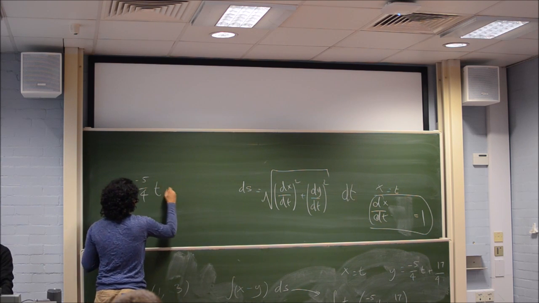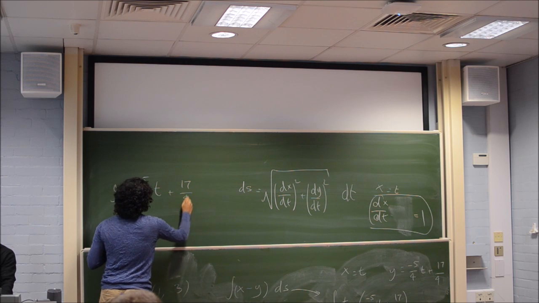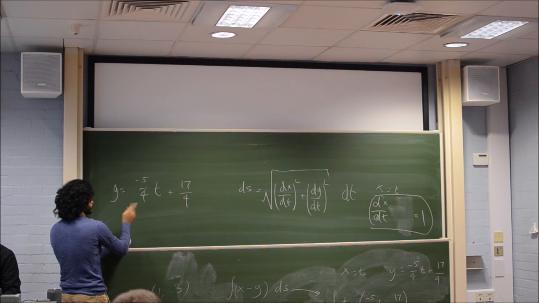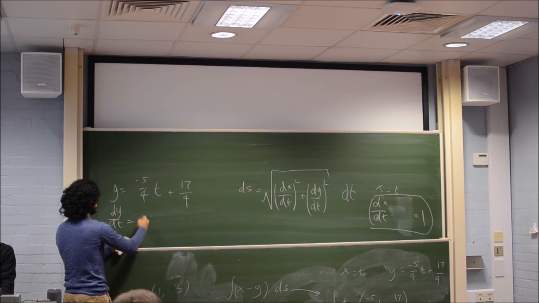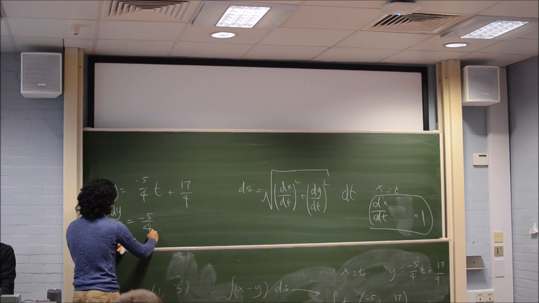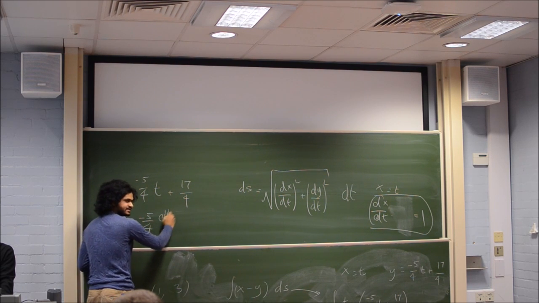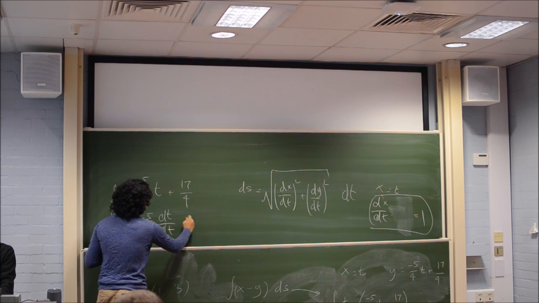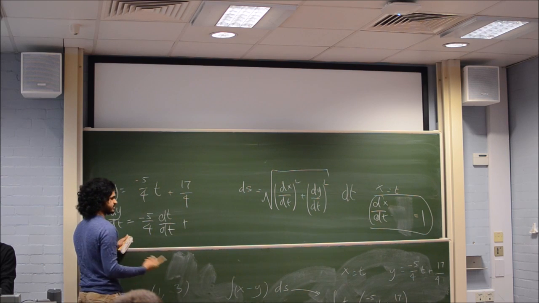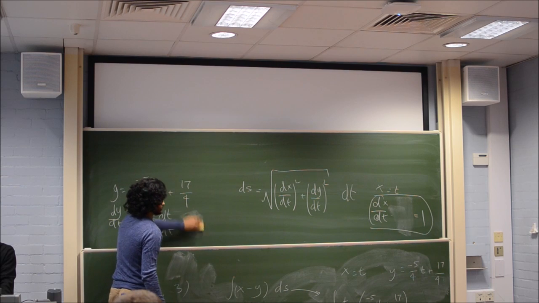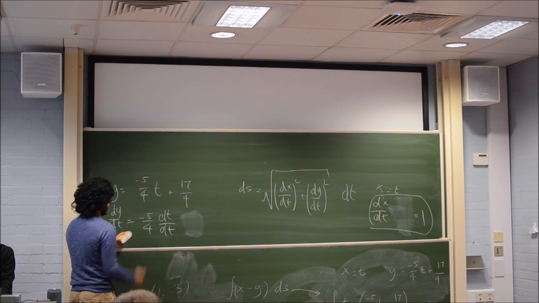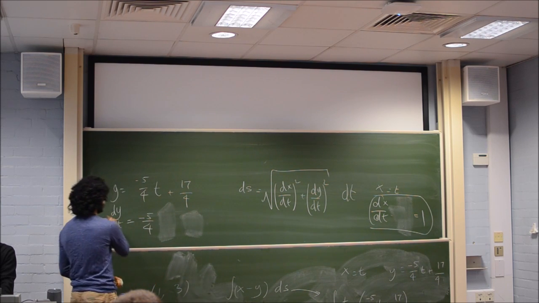Similarly, y is minus 5 over 4 t plus 17 over 4. Differentiate that on both sides with respect to t. You're going to get dy dt equal to the constant jumping out, minus 5 over 4 dt dt, plus a constant. Differentiating the constant gives you 0. So dy dt is minus 5 over 4.